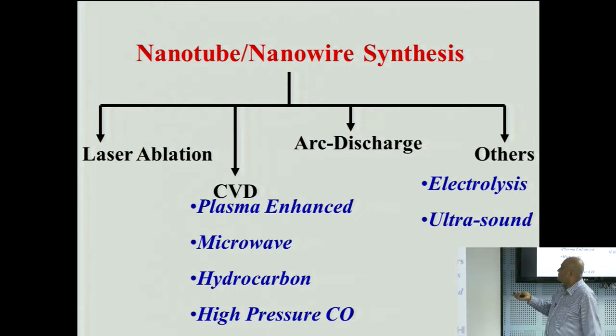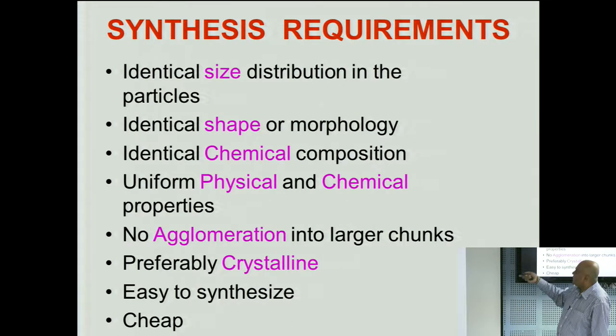Okay. So, how do you make nanomaterials? What is the process going on? The next slide actually tells you what you want when you want to make the synthesis. You need to have something which has an identical size distribution of particles. When you make 10 nanometer particles, approximately most of the particles should be 10 nanometer.